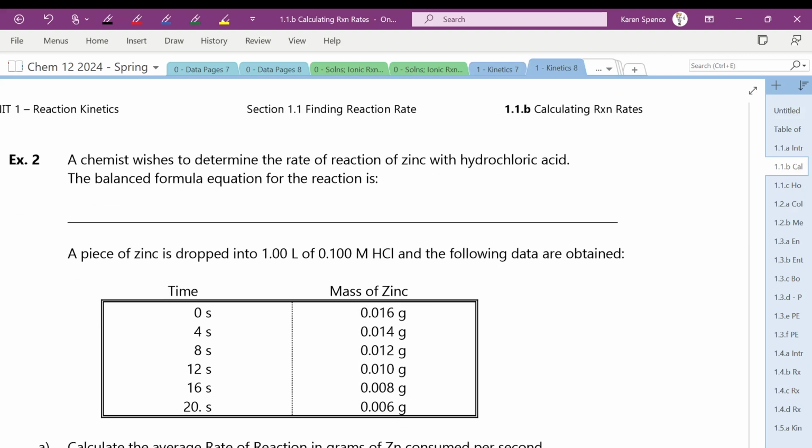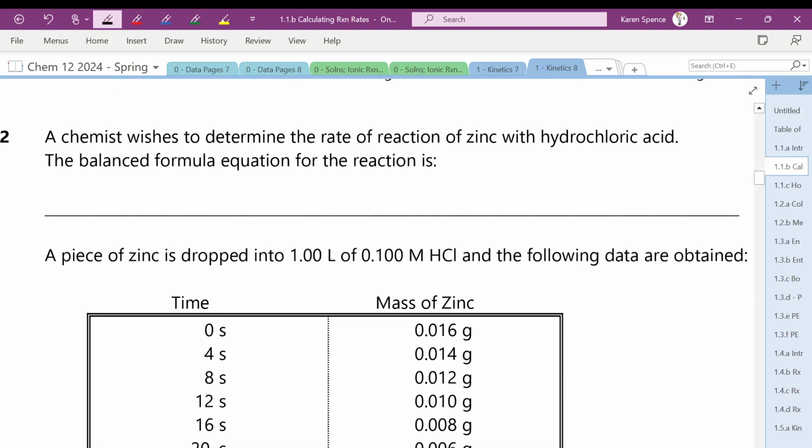Next, we're going to look at some data from a table, because one of the things you need to be able to do is calculate from a table what the rate is. So could you please start by writing the balanced formula equation for the reaction of zinc with hydrochloric acid?